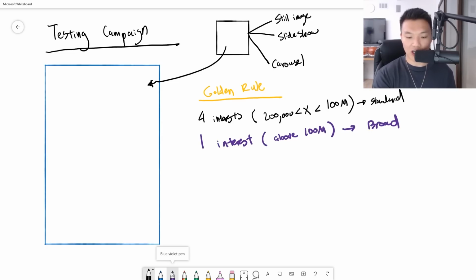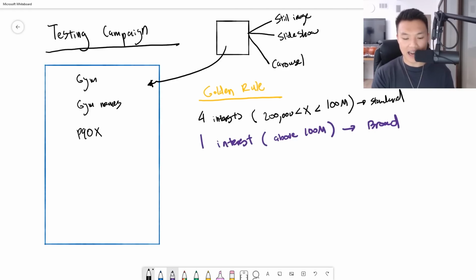One interest is going to be called gym, right? This one is going to be gym memes. Let's just say another one is just going to be P90X. That was a very popular program that I used to really like when I was working out back in the day in high school. And now let's just say another one is just going to be dumbbell. All right. And I don't know if these are real interests. I'm just going to give you examples. Let's say our broad one is going to be engaged shoppers. Okay. And now you're going to be running these.